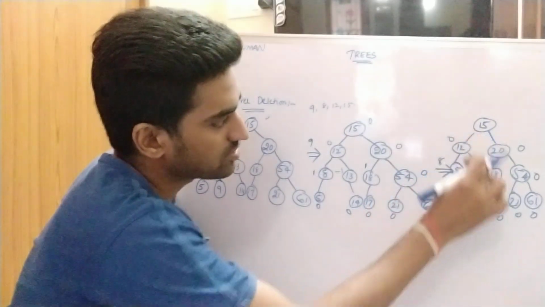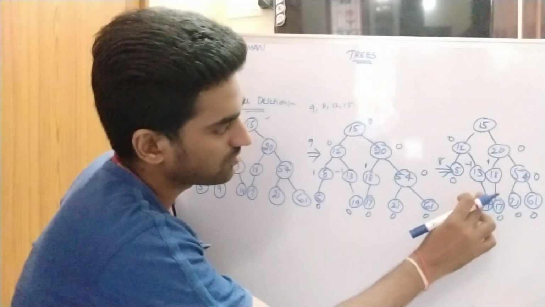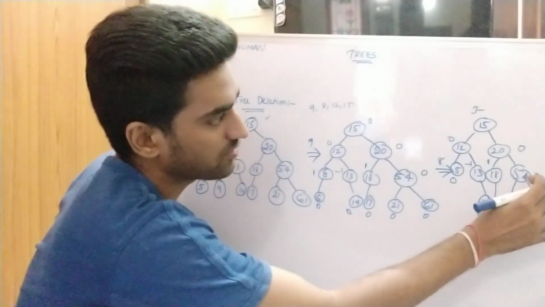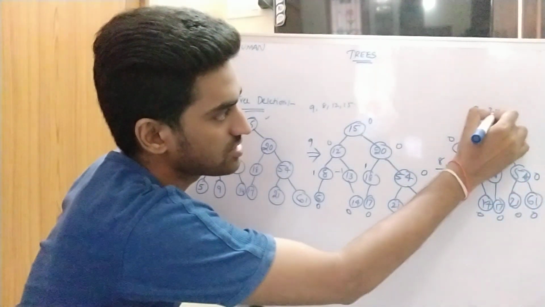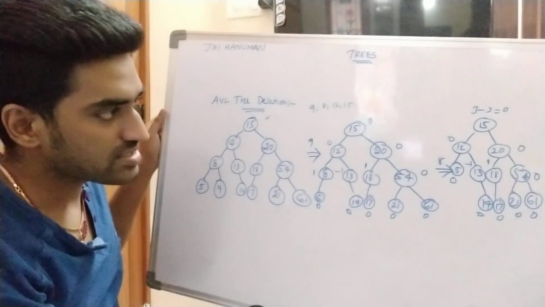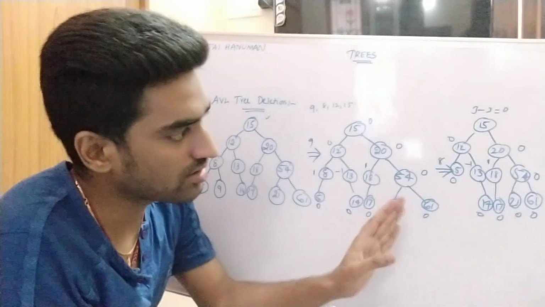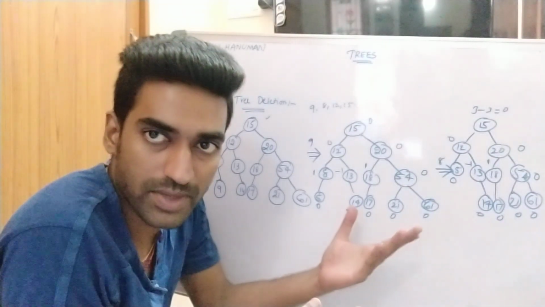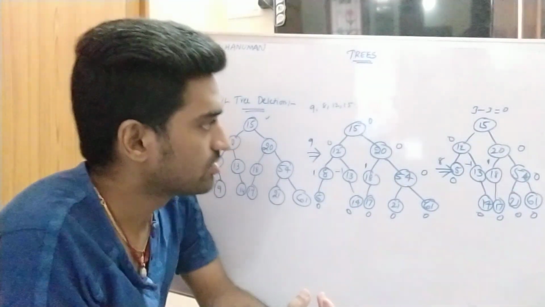So for this one, the longest path is from 14. 1, 2, 3. 3 minus right subtree, 1, 2, 3. 3 minus 3, 0. So for each and every node, balancing factor is 0 or minus 1 or 1. So that's why this is also an AVL tree. There is no need to apply the rotations, right?